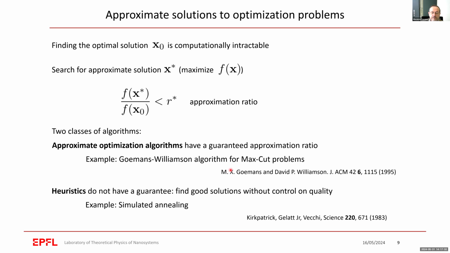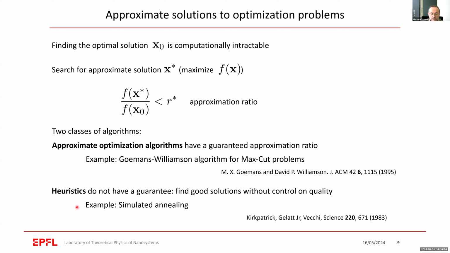Okay, an example for this is the Goemans-Williamson algorithm for the max cut problem, which has an approximation ratio of close to 0.8 or something. So it means that whatever instance of the problem you give it, it will always find a solution for which the value of the function is at most 20% from the actual solution.